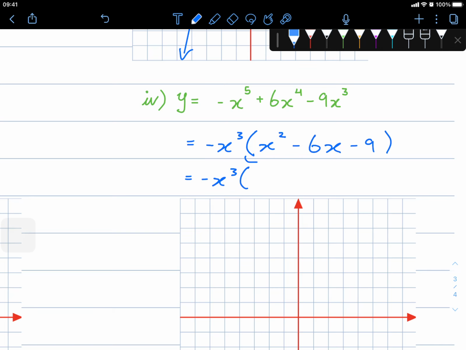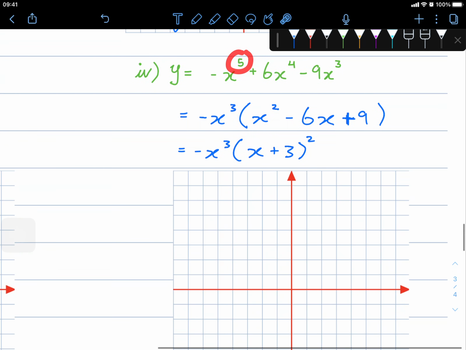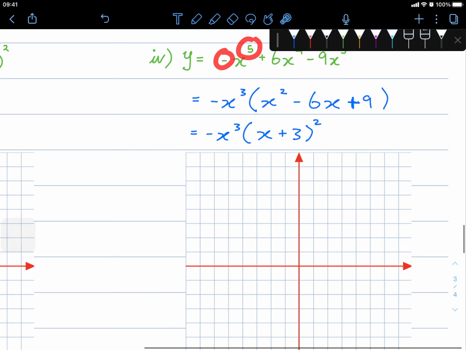Factoring this even further, I can think of, sorry, I just realized, because these are both negative, that would make it positive, which means this has to be a positive 9. I made a mistake there. Well, that means we can factor this as x plus 3 all squared. We can already see that this is a quintic with a negative lead coefficient.